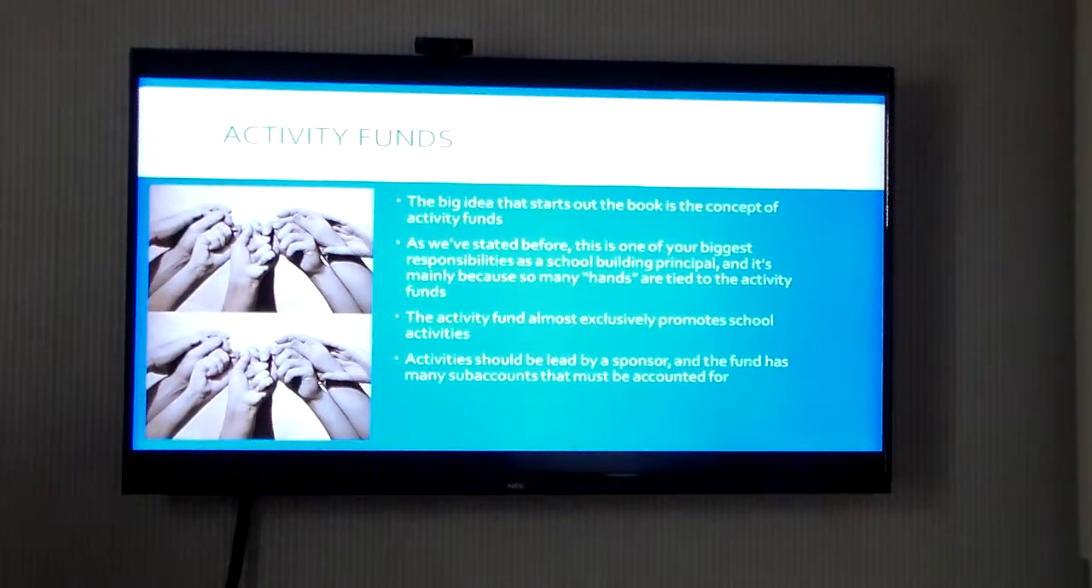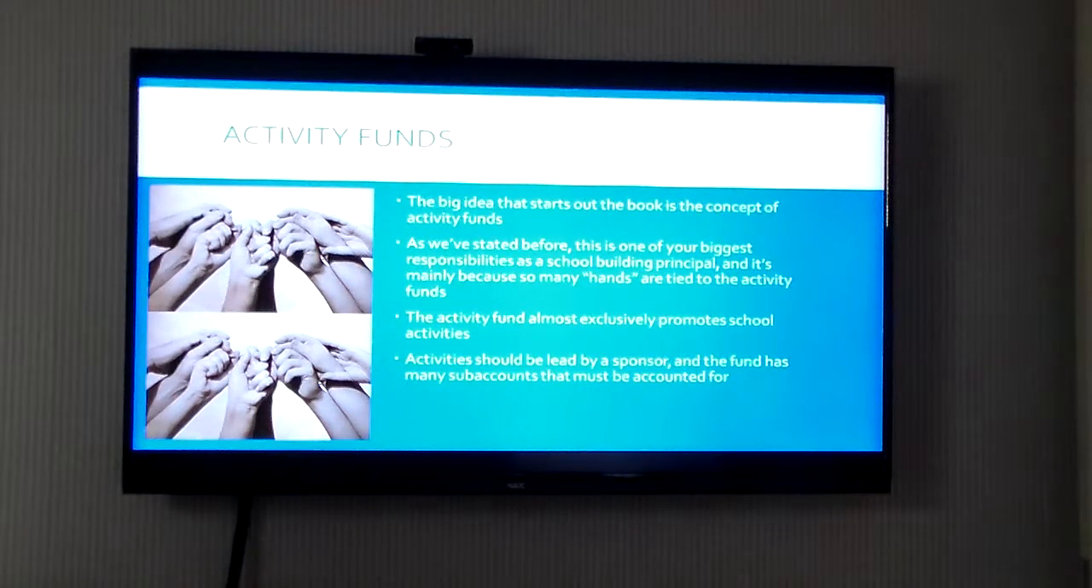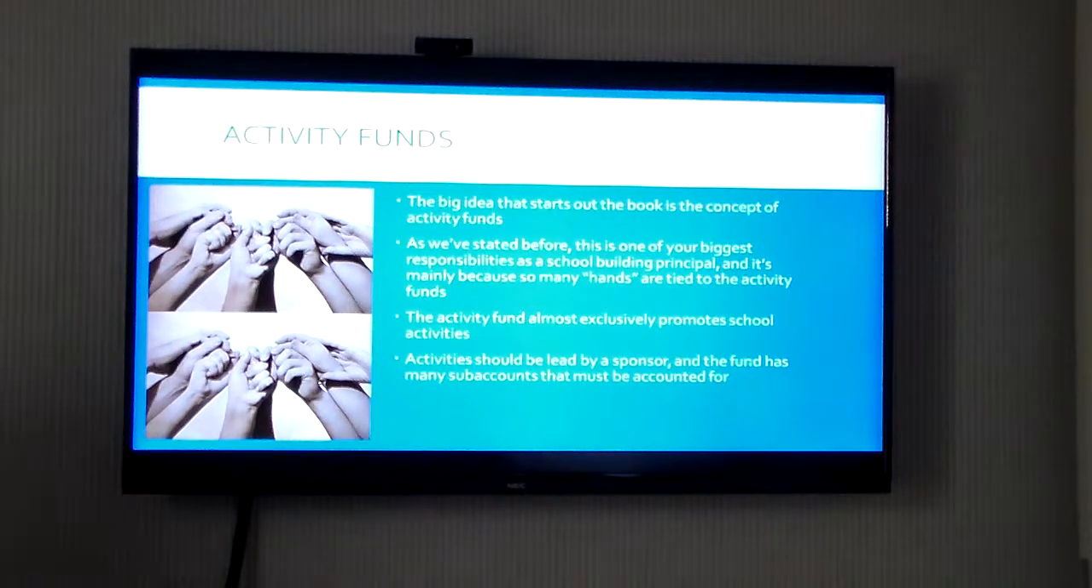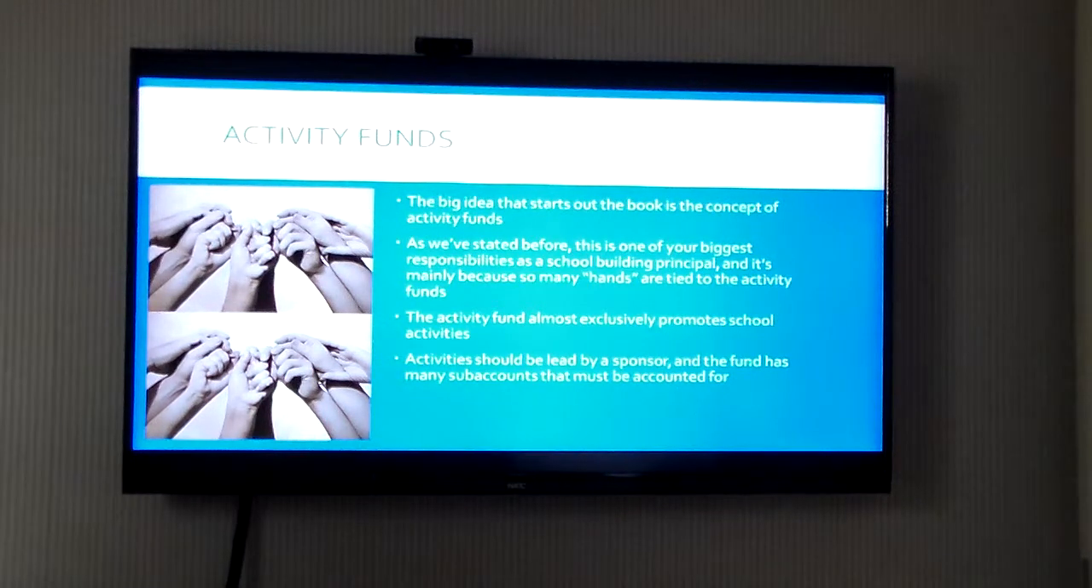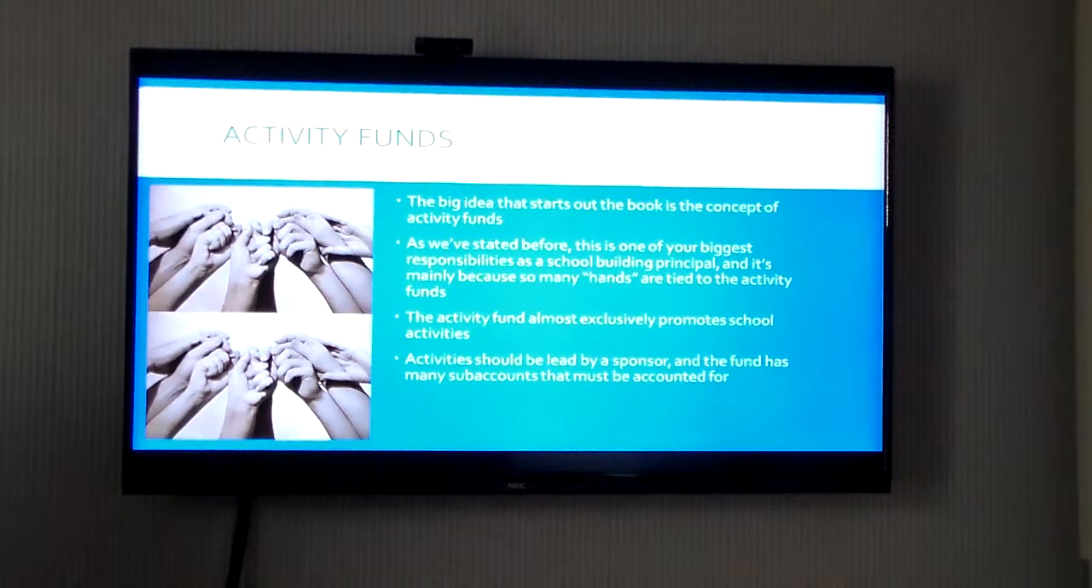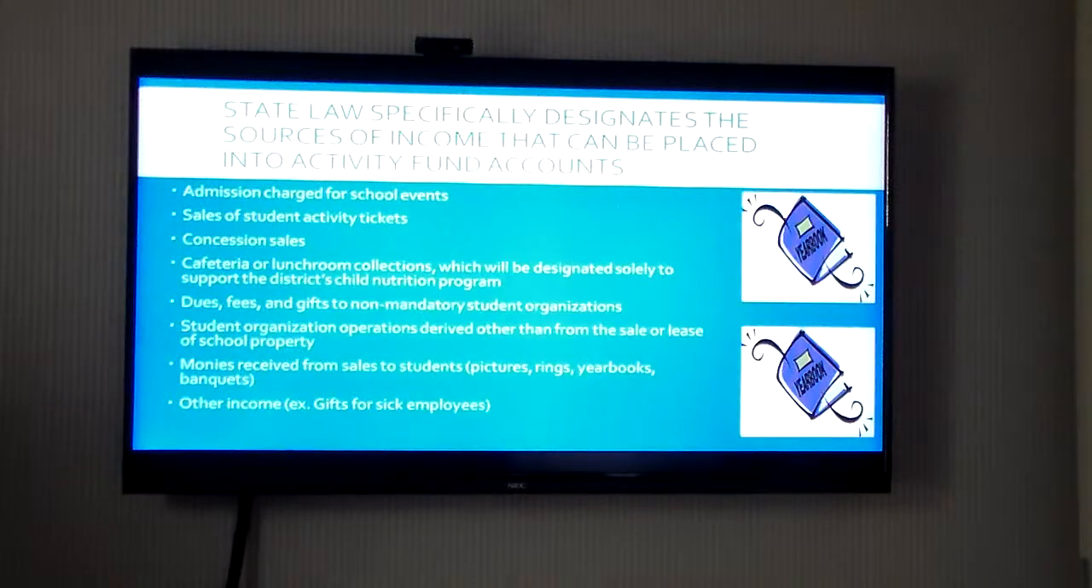The big idea in the book is activity funds, basically because they're one of the things that can easily be subject to fraud in schools, and the book presents a different perspective than other textbooks because these are the Oklahoma specific laws for activity funds. So I'll present and highlight what I feel are the important things involved in their perception of what you need to be doing as a building leader in terms of activity funds.